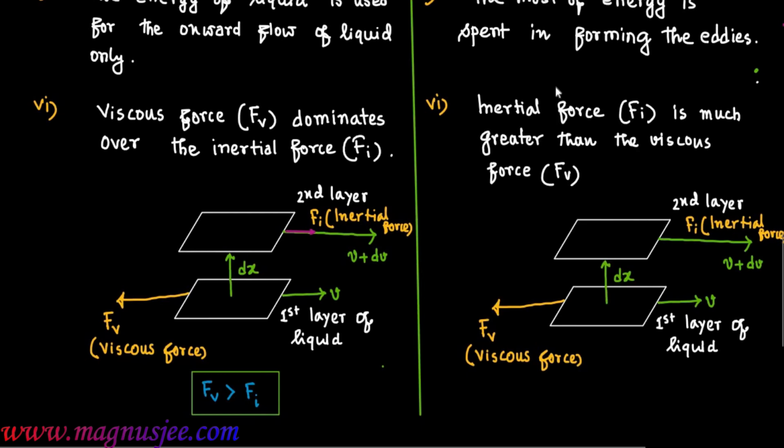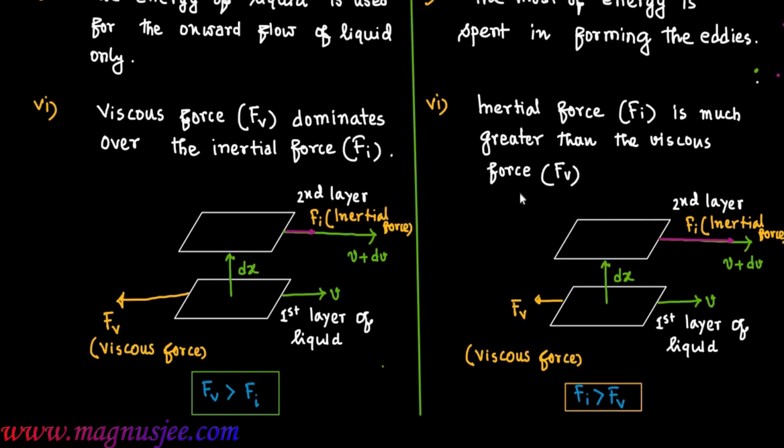In this case, we can make a correction. Viscous force Fv will have smaller magnitude, and inertial force Fi will be acting towards right with the greater magnitude. In this case, for turbulent flow, inertial force Fi should be greater than the viscous force Fv. That means Fi greater than Fv.